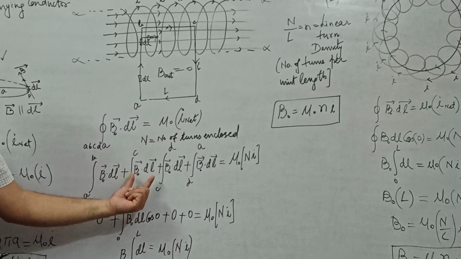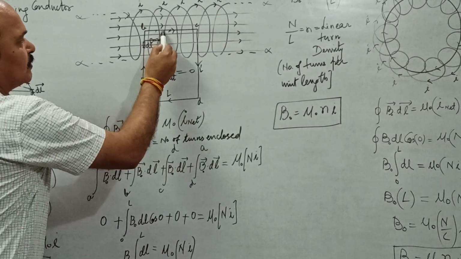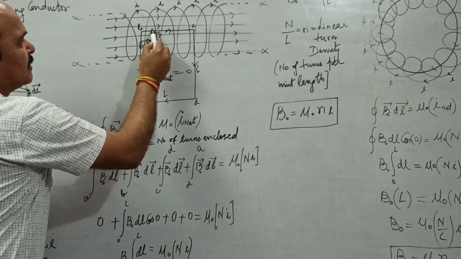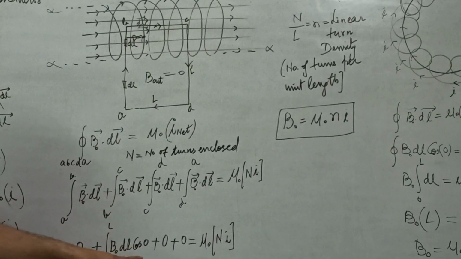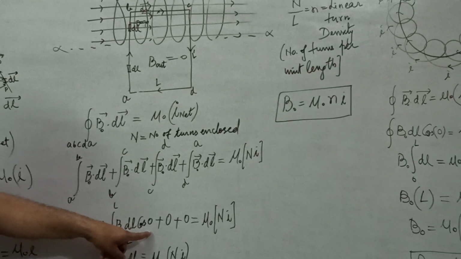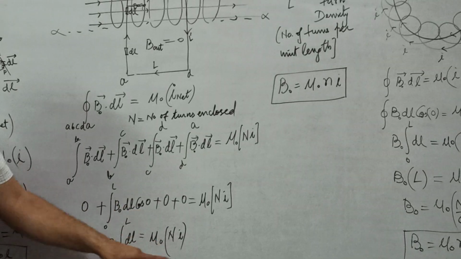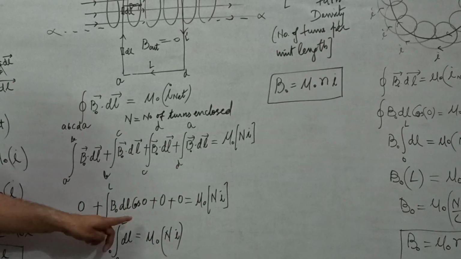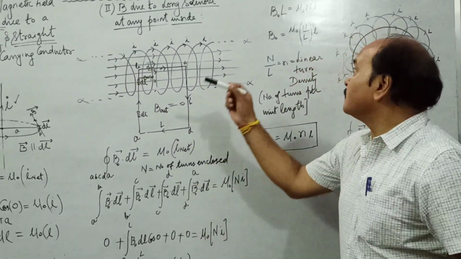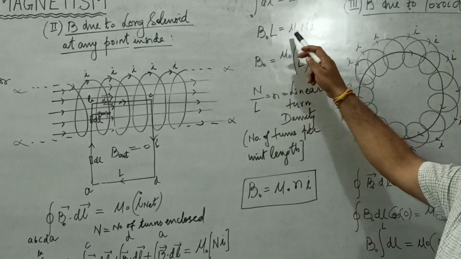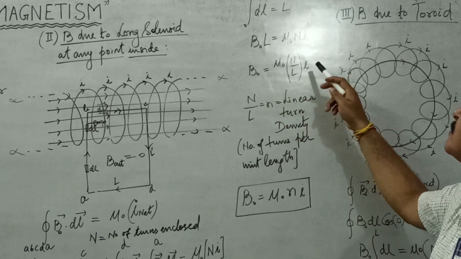Well, B dot dl along B to C. See, if we take a very small length here over the path BC, this length is going to be parallel to what? The magnetic field. So the angle between these two is taken as 0. So in B dot dl, we are left with the integration of dl, and the right hand side is mu naught n i. Integration of dl from 0 to L is capital L. And we substitute this value here. B L equals mu naught n i. We get B as mu naught n upon L times I.